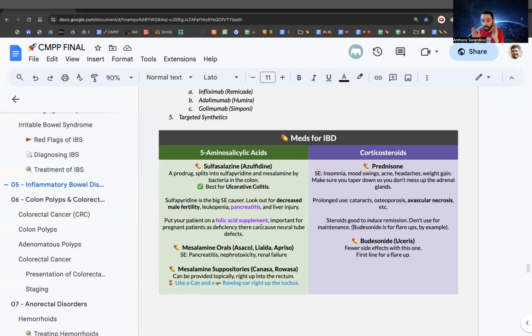So there's two classes. There's the 5 ASAs, the 5 aminosalicylic acids. There's not 5 of them, it's just what they're called. We have sulfasalazine, which is a sulfa drug. This is going to be best for ulcerative colitis.